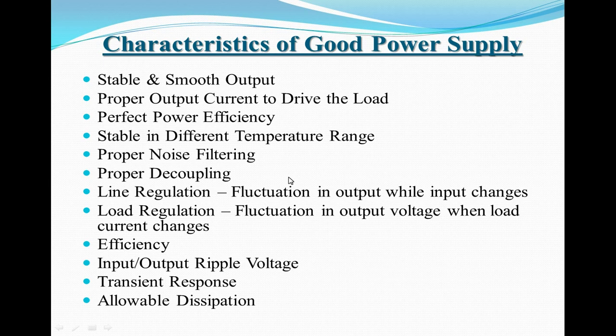Now the output of this can be changed with the help of this voltage regulator, and we can use 7808 or 7812, or we can also use 7805, depending upon the output required. Now basically we should know, to get the constant output, there should be some good characteristics for the power supply.